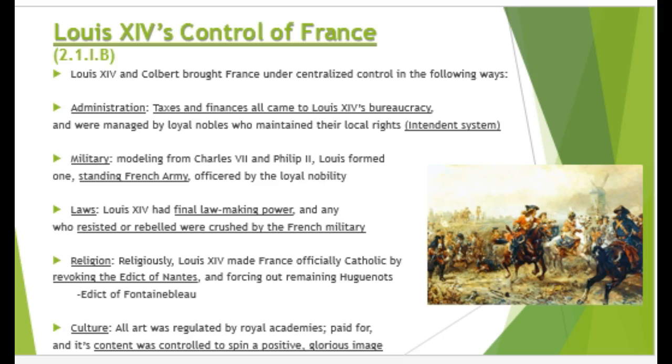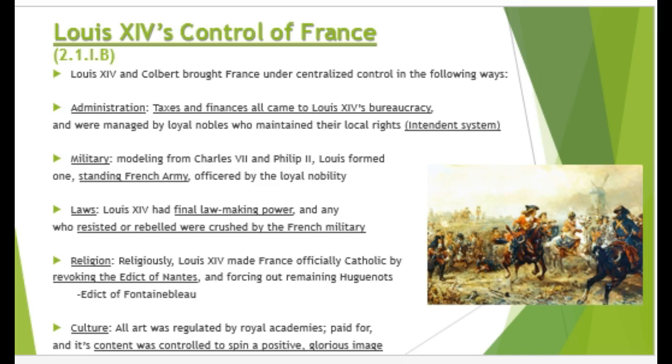Speaking of the military, Louis went about making Europe's largest standing army, and he modeled it after Charles VII and Philip II, and again, officered by the loyal nobility. He paid for this through his mercantilistic policies, and France grew into the largest army in Europe. And Louis, you know what? He wasn't afraid to use it. He poured all of his efforts into the military instead of the navy. That's going to be a drawback later on.